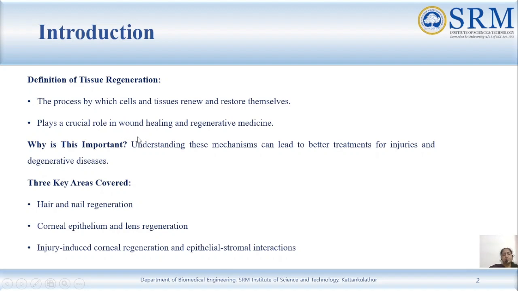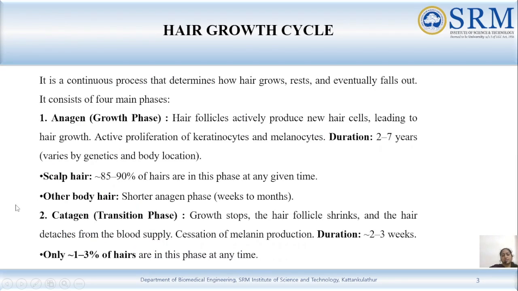And why is this important? Because understanding the mechanisms that are generally involved in the cell cycle will help us plan for better treatments for injuries and various degenerative diseases too. The key aspect covered in this lecture would only be the first one, hair regeneration.